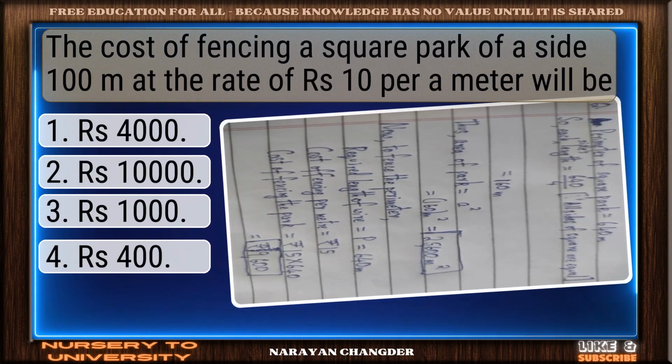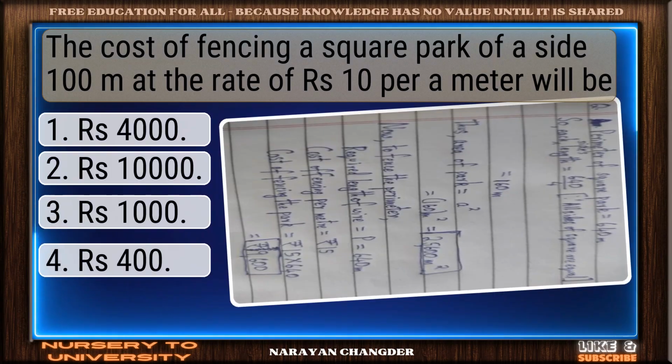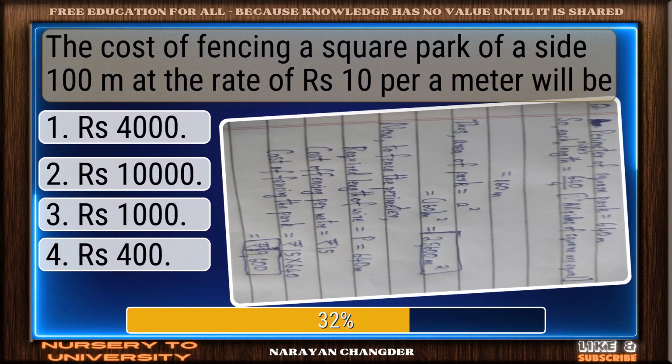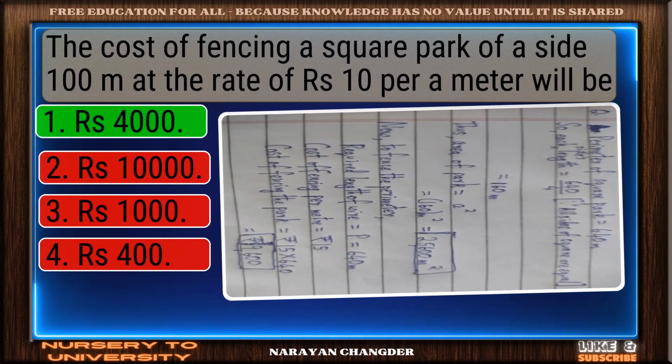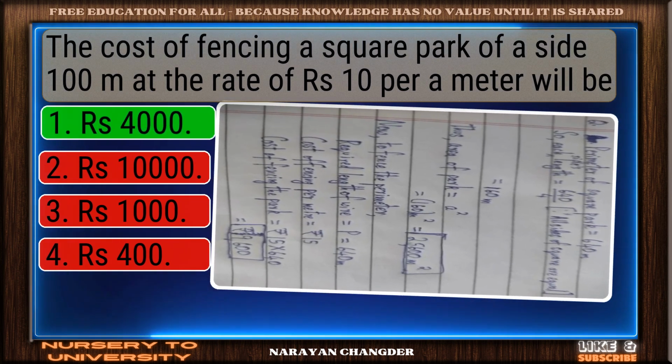The cost of fencing a square park of side 100 m at the rate of Rs 10 per meter will be. Strong choice. Rs 4000 is the right answer.